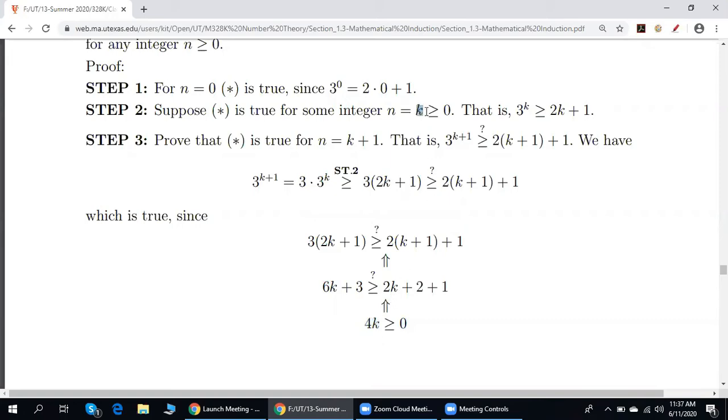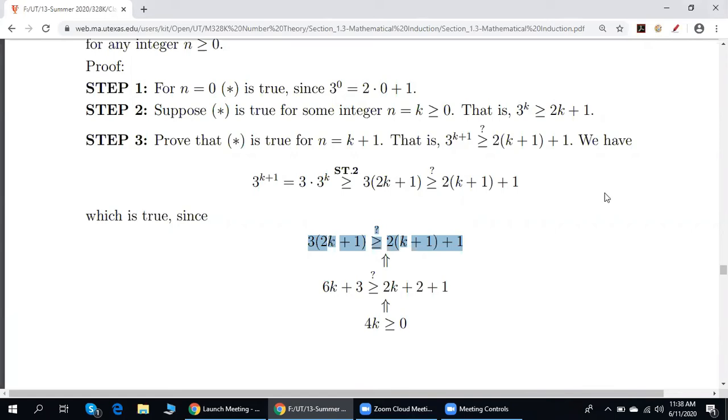Since k is greater or equal to 0, 4k is greater or equal to 0. Now, the question mark is gone. Lastly, this implies this, which implies this. And we are completely done.